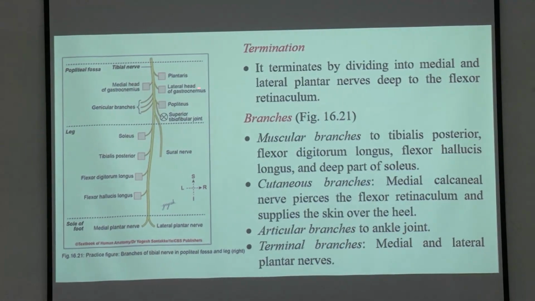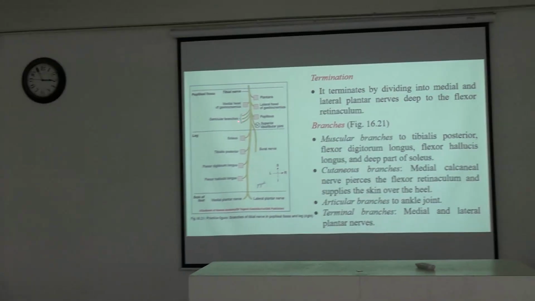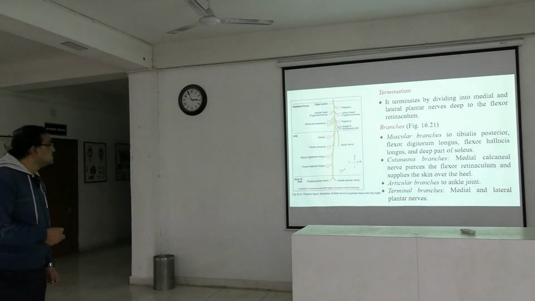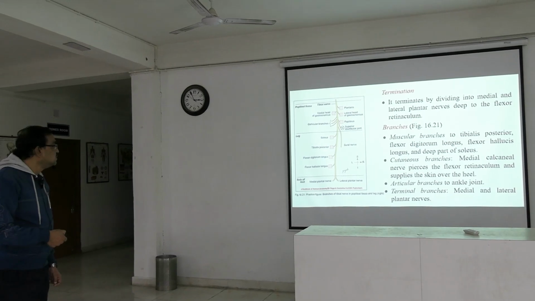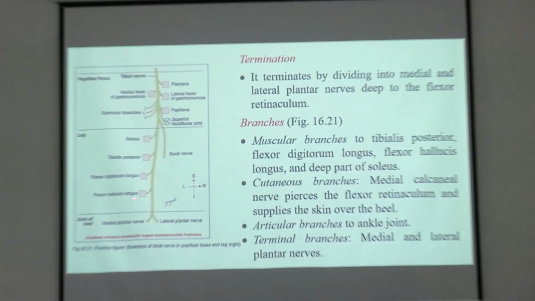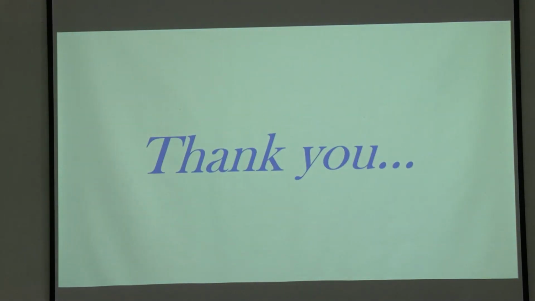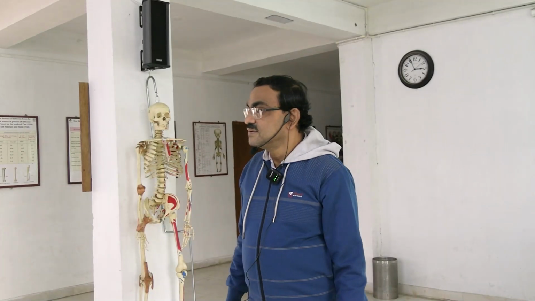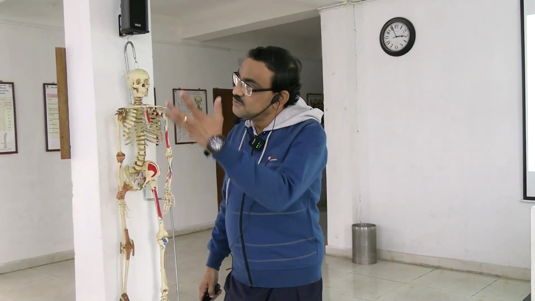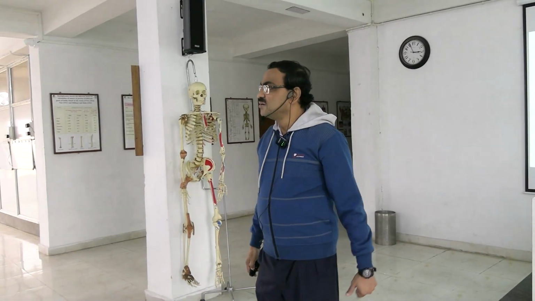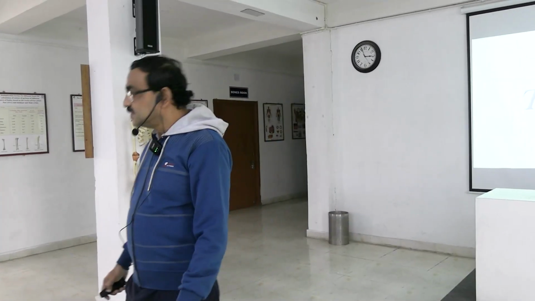So many branches are coming from the tibial nerve: plantaris, lateral head, medial head of the gastrocnemius, okay, genicular branches, soleus, tibialis posterior, flexor digitorum longus, flexor hallucis longus, sural nerve, medial and lateral plantar nerves. Tarsal tunnel syndrome, like we are getting carpal tunnel syndrome, similarly here we can get the tarsal tunnel syndrome. Here there will be compression of the tibial nerve. Thank you. Now see the structures there.